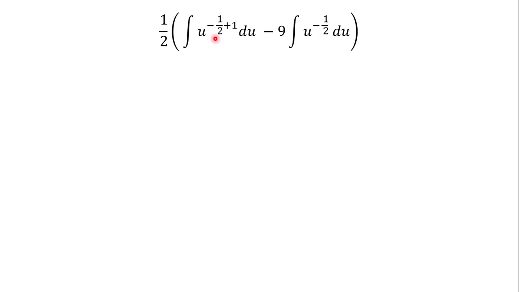Now 1 minus half is the same thing as minus half plus 1. They are all the same. Half plus 1, or 1 minus half, will give us what? Let's find out. 2 times this one will give us 2, and minus 1 plus 2 will give us 1. So when you add this, we are going to get u raised to the power 1 over 2.